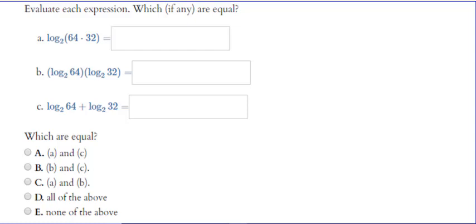Chapter 5, Section 4.3 and 4.4, Part 3's video. We're going to continue looking at properties of logs and everything. It says evaluate each expression, which, if any, are equal.